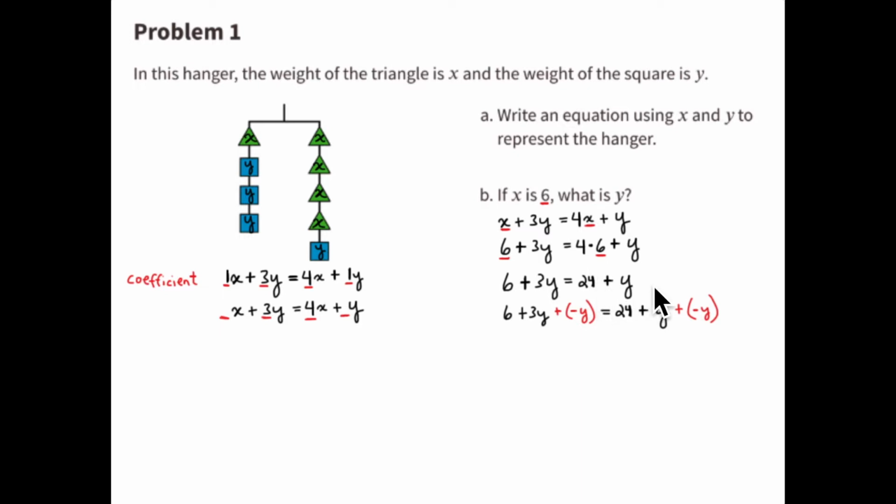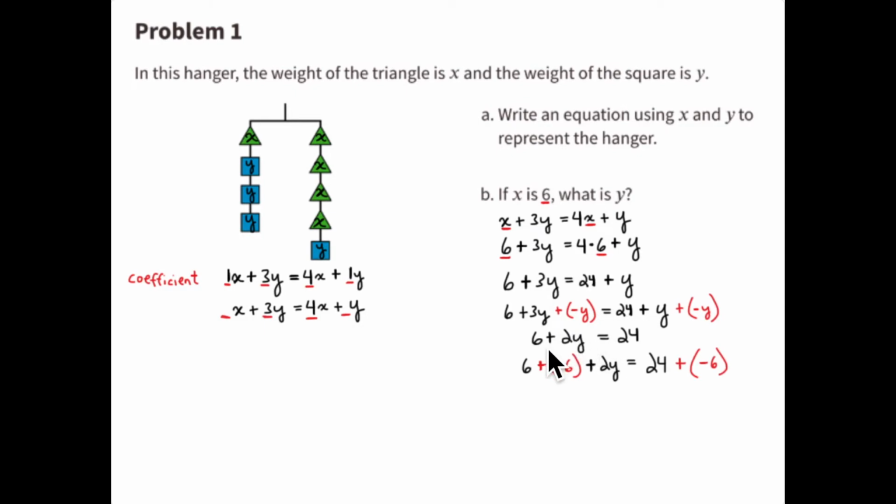So now we want to get all the y's together on one side of the equation, all the x's together on the other side of the equation, so we can get down to y equals what value. So I'm going to add a negative y to this side and a negative y to this side to get rid of this y right here, because this y plus its additive inverse equals 0.